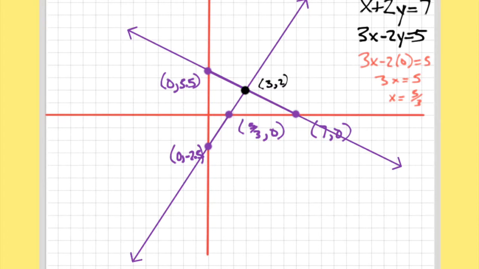But we want to double check and make sure that works. So what we do is we plug in (3, 2) in each equation. The first equation, we plug in 3 for x. We got 3 plus 2 times 2, and does that equal 7? Yes. And we can try the second equation. 3 times 3 minus 2 times 2, does that equal 5? 9 minus 4 does equal 5. So that point works in both equations, and so it's on both of the lines, so it's a solution to our system of equations.